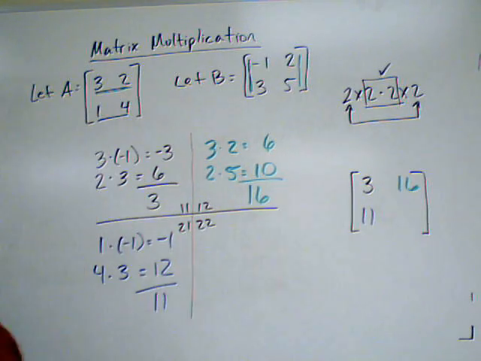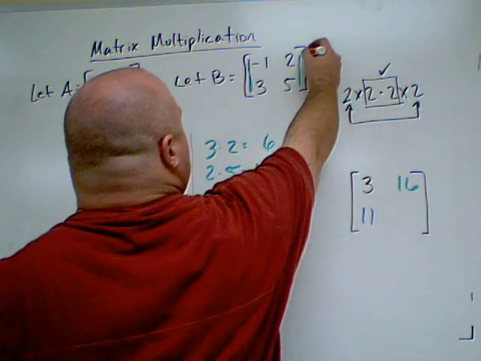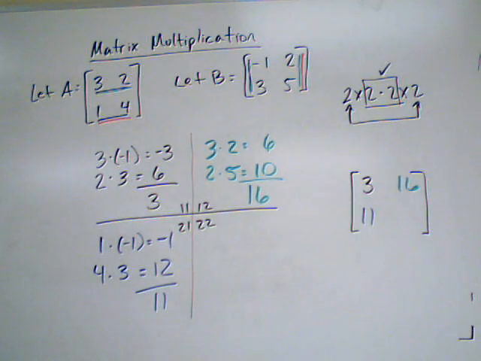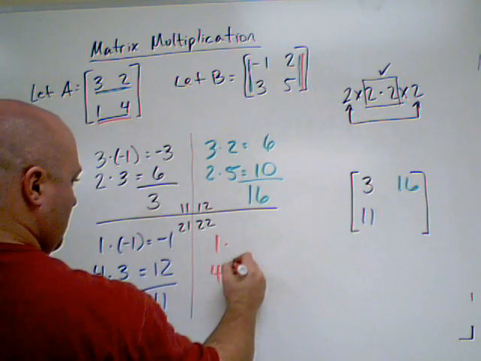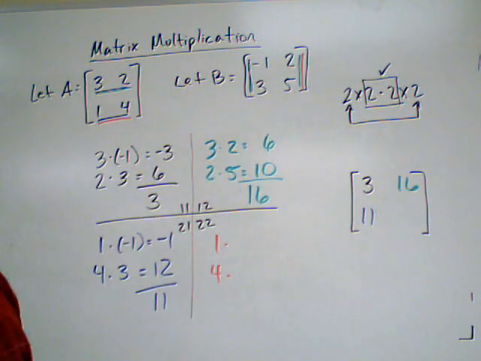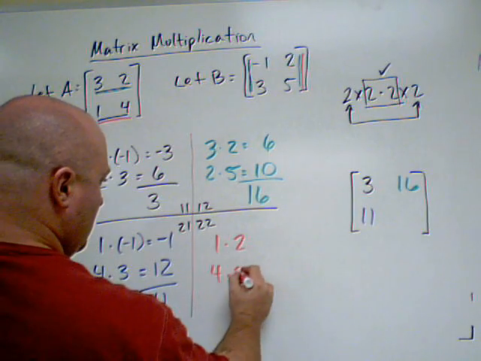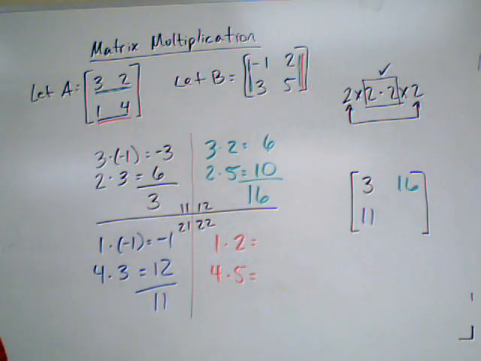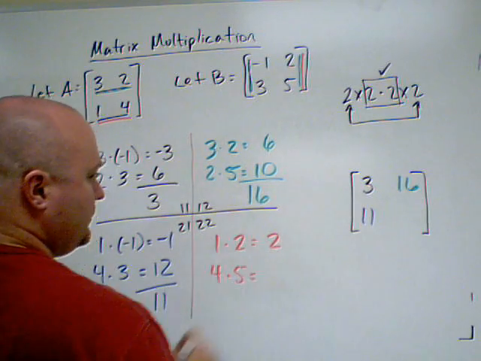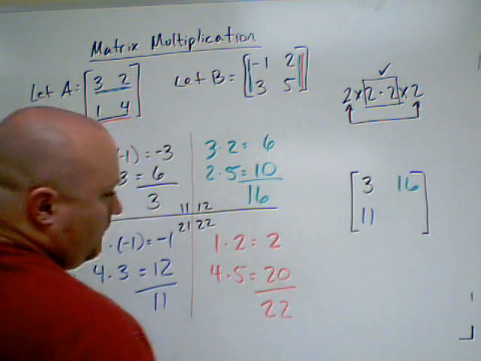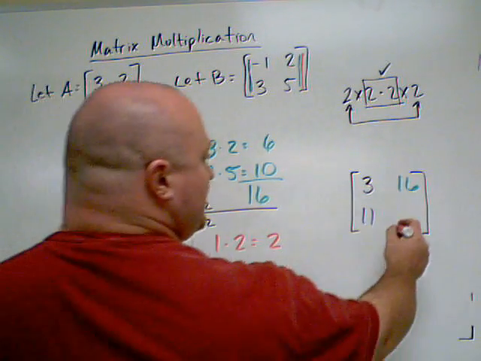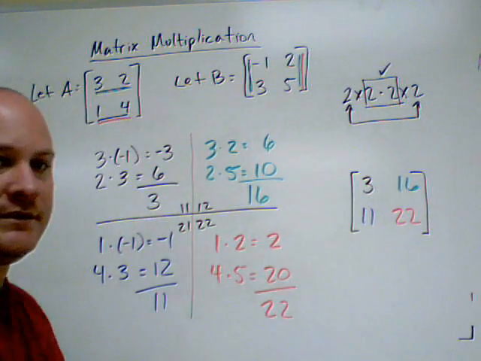One last one to take care of. We're still on row 2 of matrix A. Now we're going to switch to column 2 of matrix B. So we have 1 and 4, and now we're going to use 2 and 5 again. 1 times 2 is 2. 4 times 5 is 20. We add those together and get 22. This is the last entry in our product matrix.